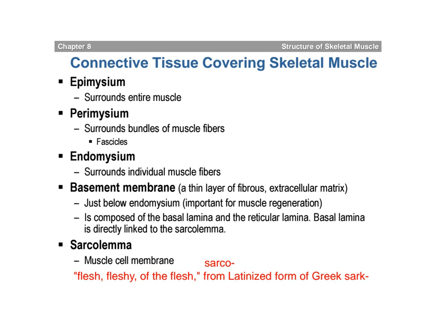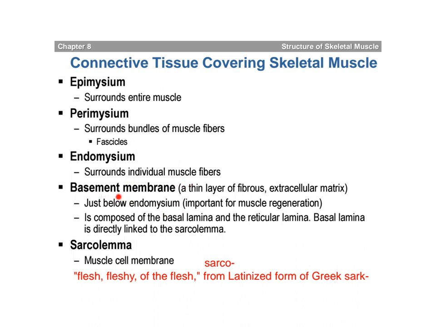Okay, this slide is largely a recap of some of the things we just talked about. In terms of connective tissue, we have the epimysium, which surrounds the entire muscle, the perimysium, which surrounds bundles of muscle fibers or fascicles. We have the endomysium, which surrounds the individual muscle fibers.